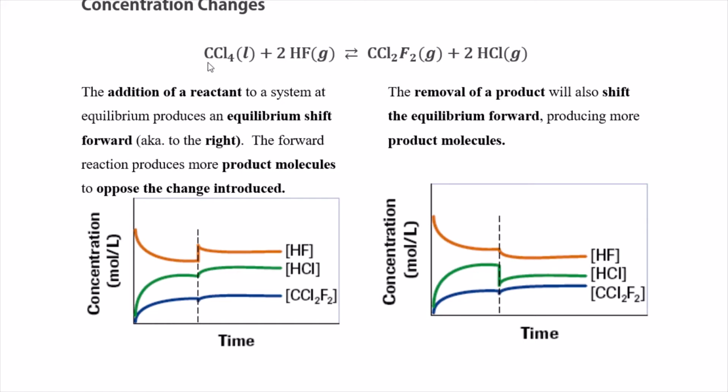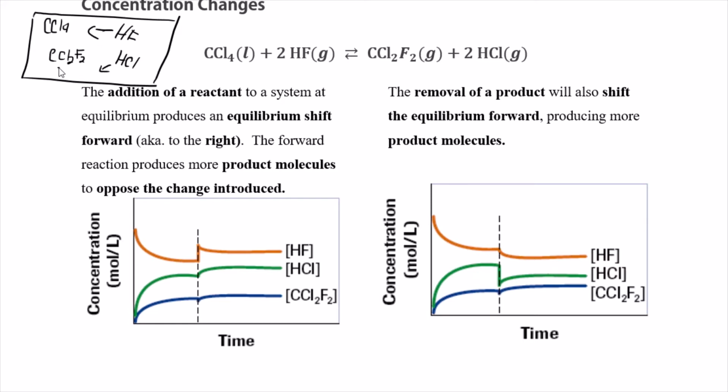Well, what that means is that in my container, if I have a reaction vessel, I have all of these things floating around in here, right? I've got carbon tetrachloride floating around. Well, it's a liquid, but I've got hydrofluoric acid. I've got methane. I've got hydrochloric acid. And these things are colliding with each other. They're bouncing off the walls of their container. They're moving back and forth.